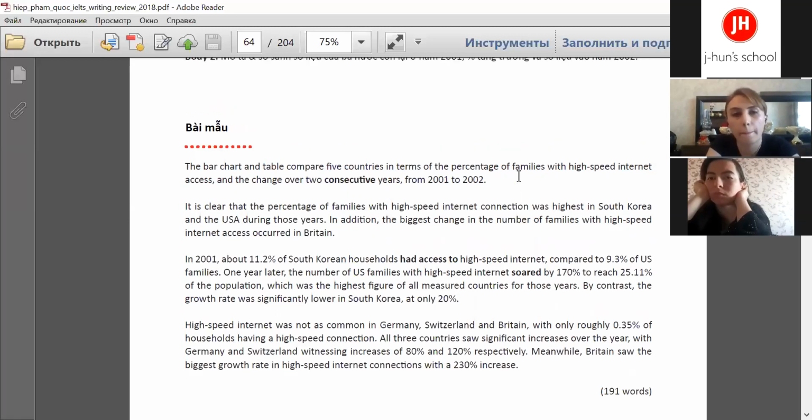So guys, this candidate says the percentage of families with high-speed internet access. Yes, this is another way of paraphrasing, but it's a bit risky because not all examiners accept it. Because the bar graph is given number by number, while the table is given by percentage.